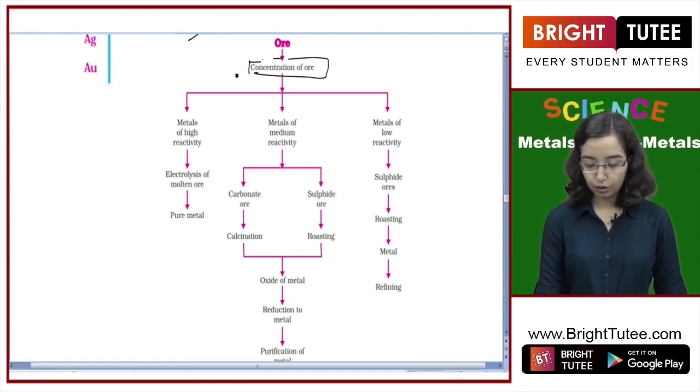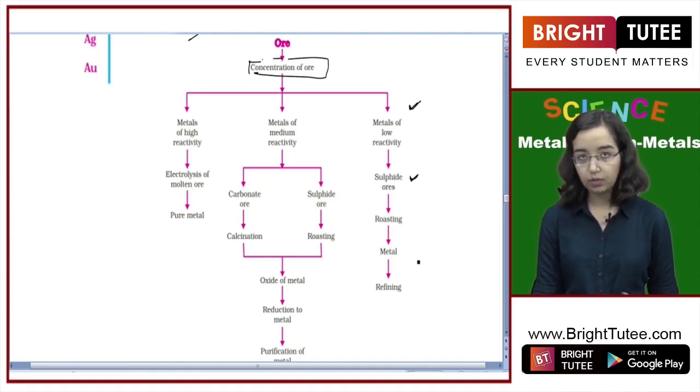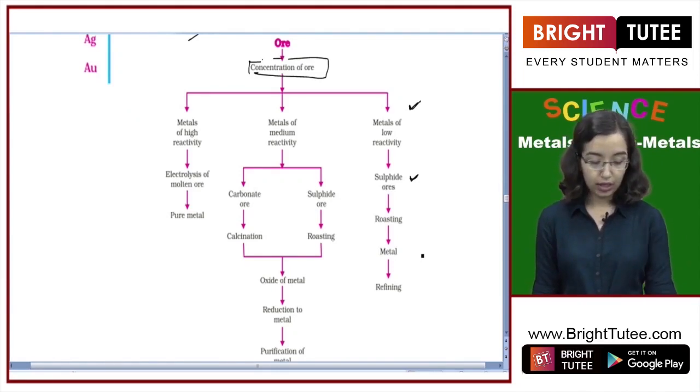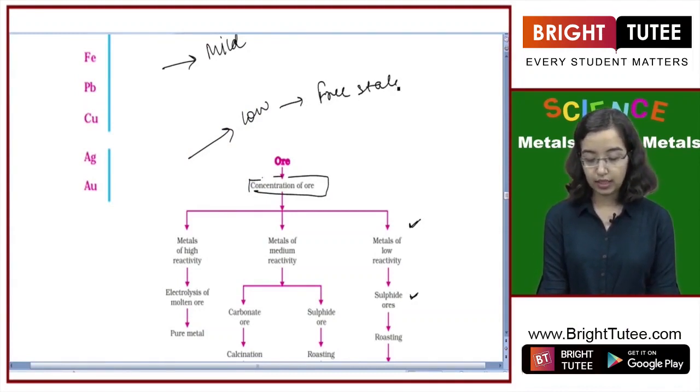Then for the low reactivity metals, they're often found in the form of sulfides. So we go through a process of roasting. What is it? We'll understand as we go. But we reduce them and then we change them into oxide, and then finally have the metal. Sometimes they also exist in free state. So elements like silver and gold actually do exist in free state also. That means they exist just as they are.